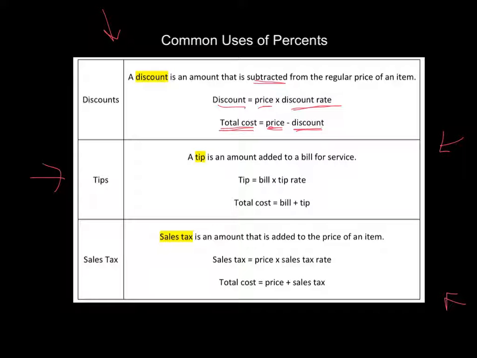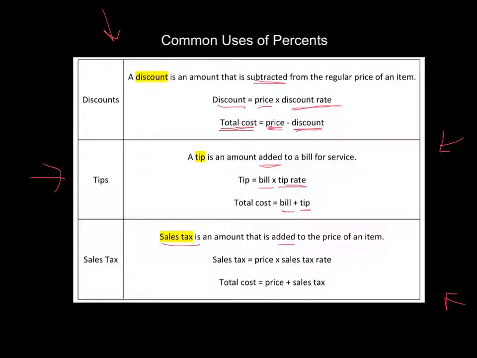A tip is an amount added to a bill for service. So to find that, you need to multiply your bill and your tip rate. Your rate is like a 6% rate. For tips, you should give about 10, 15, 20%, somewhere in there. And then you add that to your bill because we're adding on a tip.